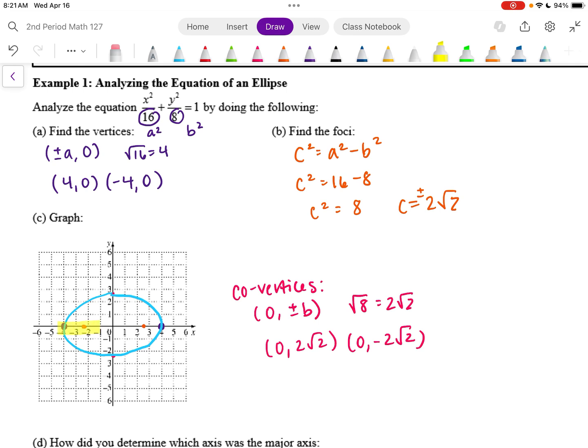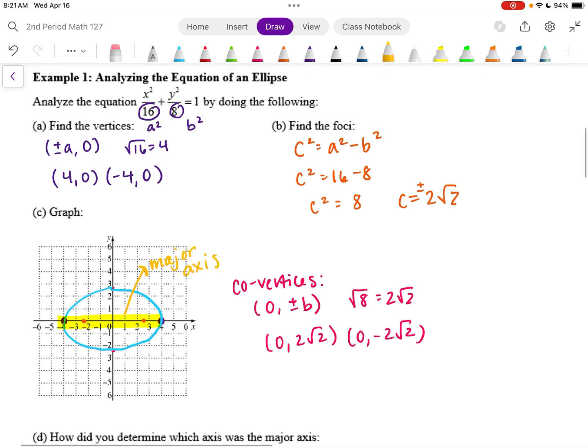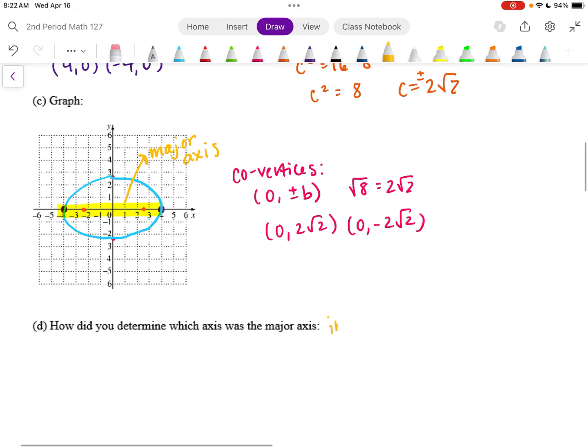This right here is considered the major axis, which I believe is what question D asks. It says, how do you determine which is the major axis? It's in line with the vertices, which were here and here. Remember, these are called covertices.